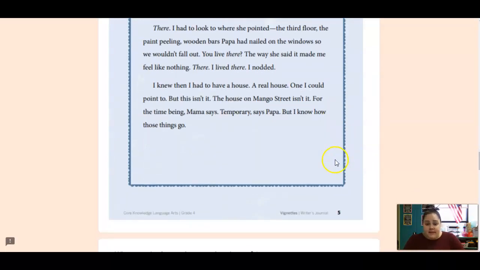I knew then I had to have a house, a real house, one I could point to. But this isn't it. The house on Mango Street isn't it. For the time being, Mama says. Temporary, Papa says. But I know how those things go.